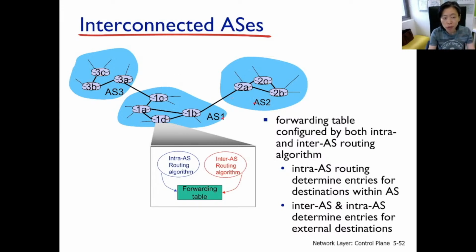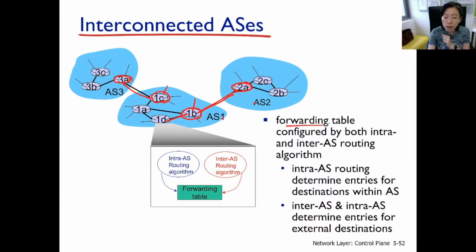Now, AS1, 2, 3 each could run its own intra-AS routing, but you see 1B and 1C, both of these routers have links internally as well as externally. So 1B and 1C are the gateway routers, just like 2A for AS2 is one of the gateway routers, and 3A for AS3 is one of the gateway routers. And inter-AS routing is running in between 1B, 2A, 1C, 3A, and so on and so forth.